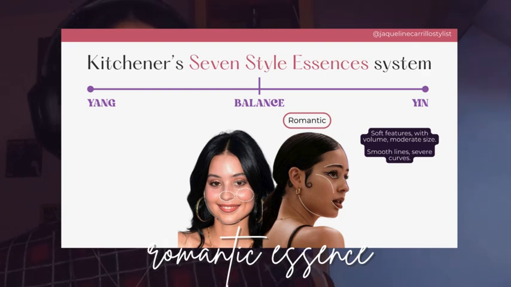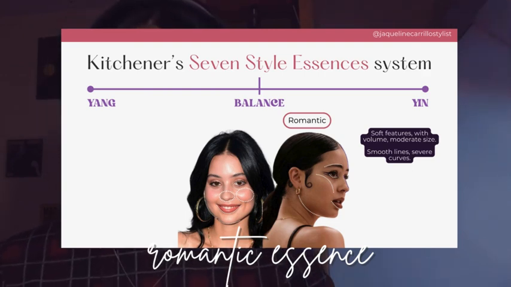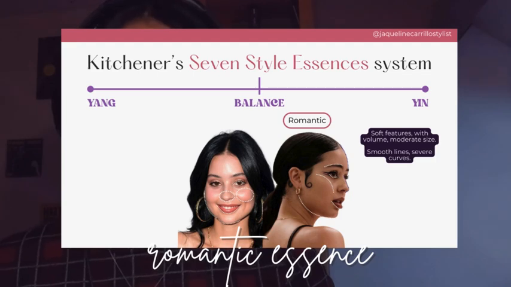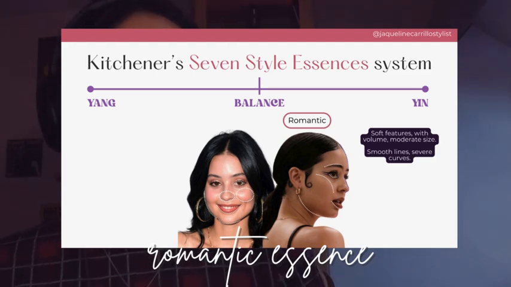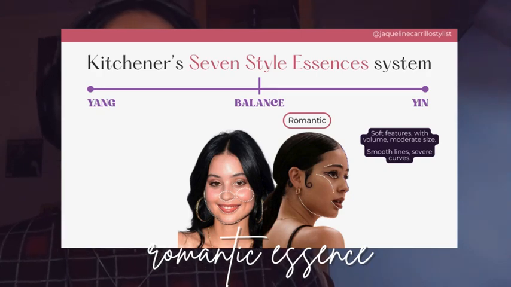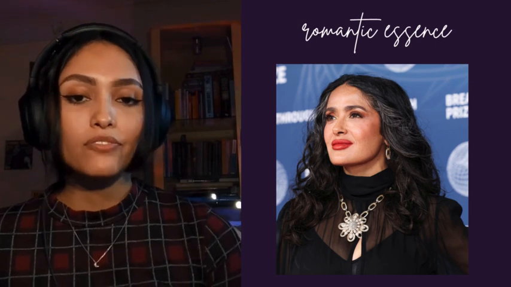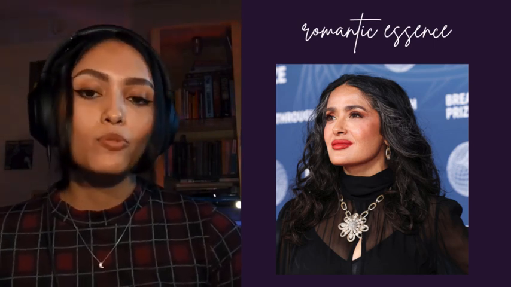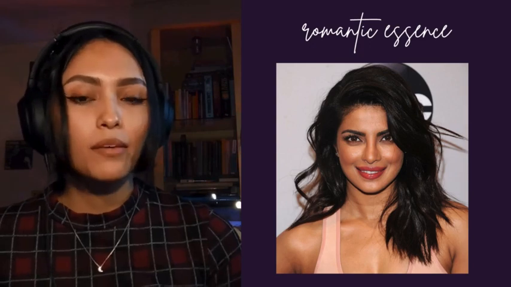The first yin essence is the romantic essence. This is mature yin energy, soft but not necessarily delicate. They look fierce and alluring with a certain magnetism. Romantic faces have rounded lines, soft lips and cheeks, and medium to small noses. But their eyes can be slightly angular, almost sleepy.